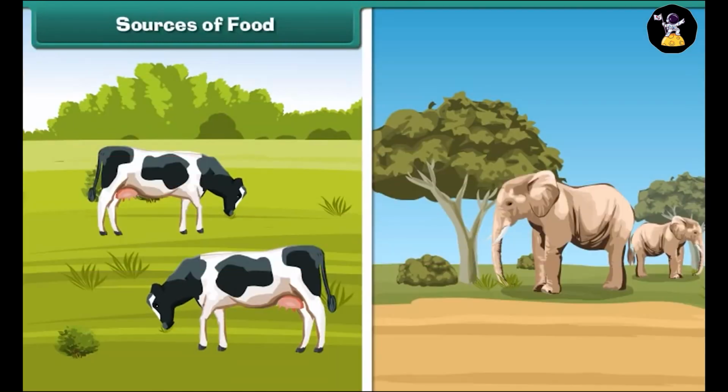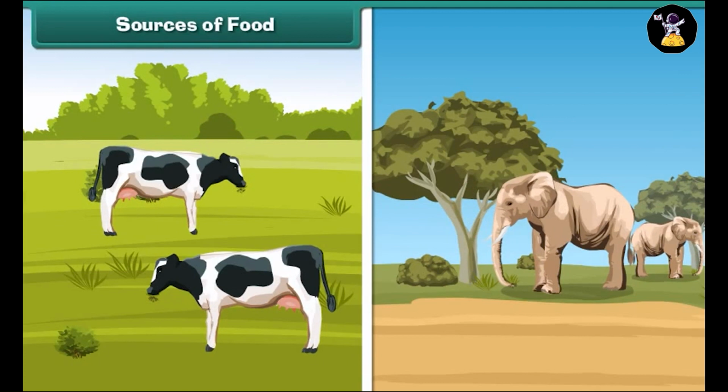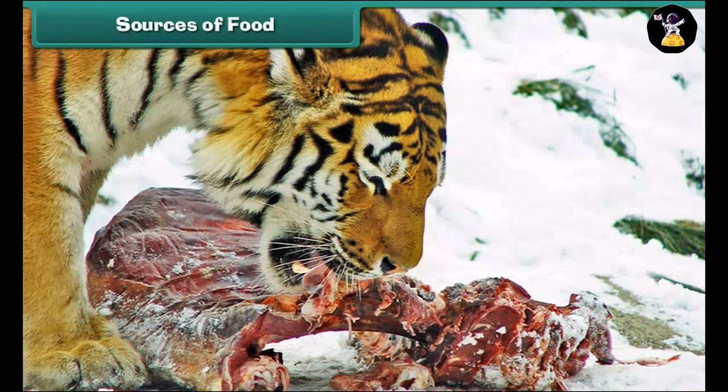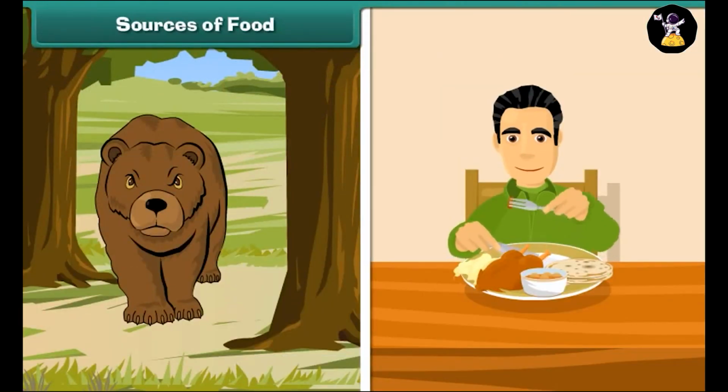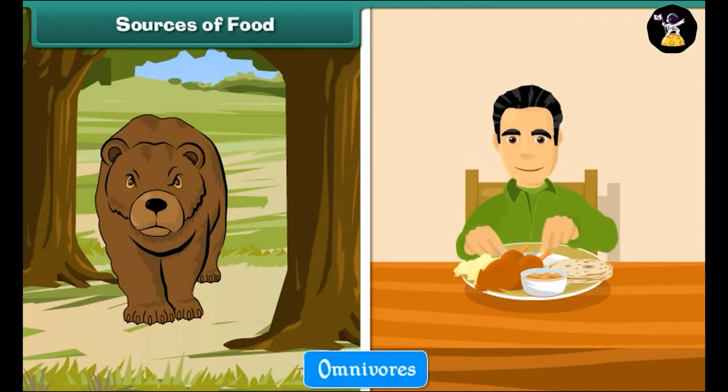Sources of food. Some animals get their food from plants. They are called herbivorous. Cows and elephants are examples of herbivorous. Some animals kill and eat other animals for survival. They are called carnivorous. Tigers are examples of carnivores. Some animals get their food from both plants and animals. They are called omnivores. Bears and humans are examples of omnivores.